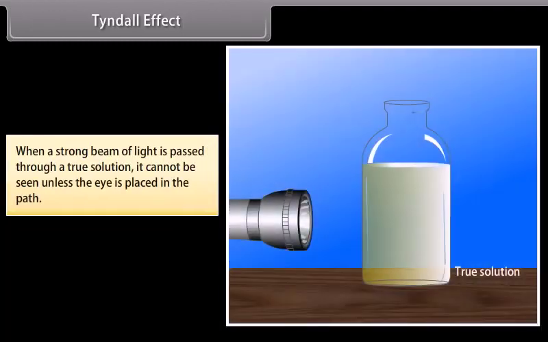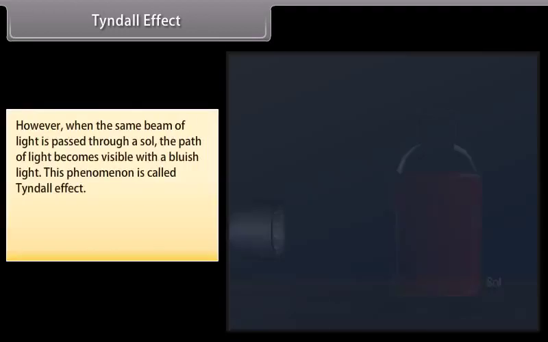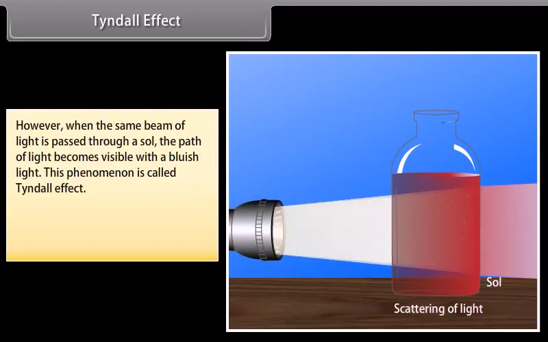Tyndall Effect. When a strong beam of light is passed through a true solution, it cannot be seen unless the eye is placed in the path. However, when the same beam of light is passed through a sol, the path of light becomes visible with a bluish light. This phenomenon is called Tyndall Effect.